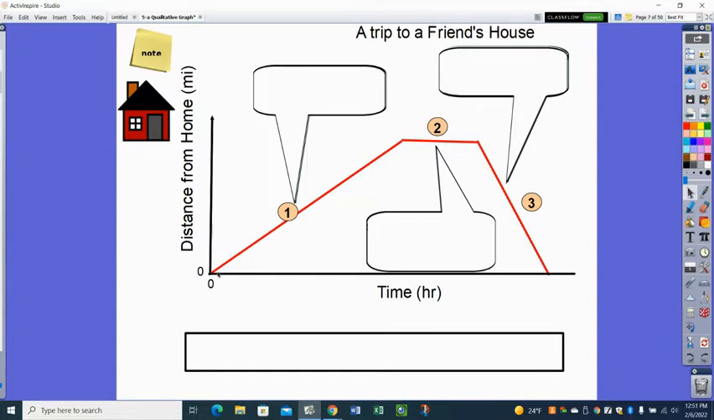Did you say that you're leaving home and going to your friend's house? Absolutely. That's what we're doing. Notice it's an increasing piece. We're going away from home. Home would be right here. And as we go up here, we're going away from home.